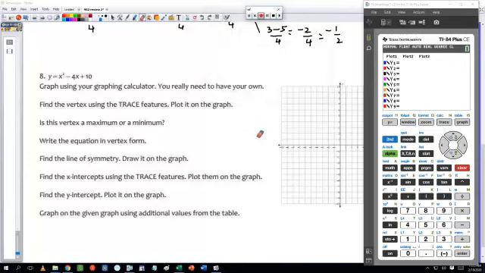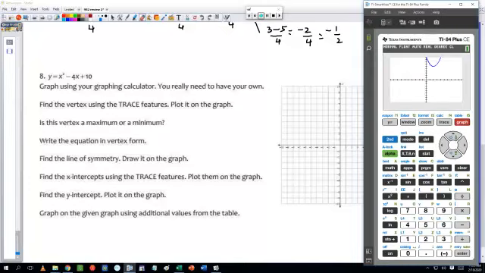Hey, let's take a look at this graphing part of the review. I want you to graph these three problems, 8, 9, and 10. So I go to my y equals in my calculator, and I'll type in x squared minus 4x plus 10. And there we have a parabola.